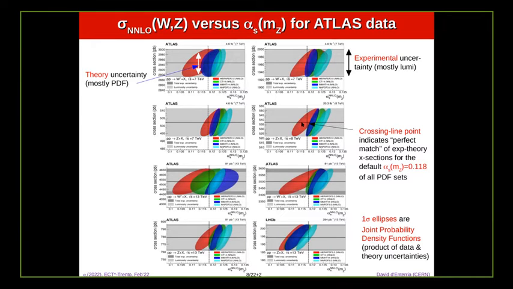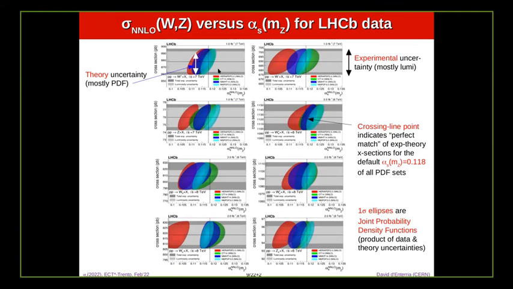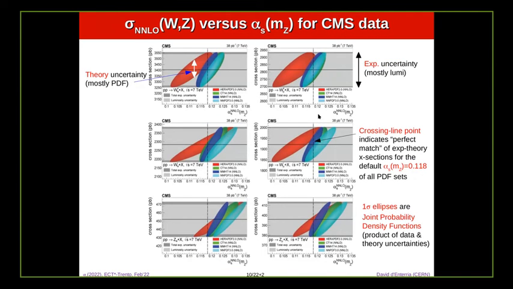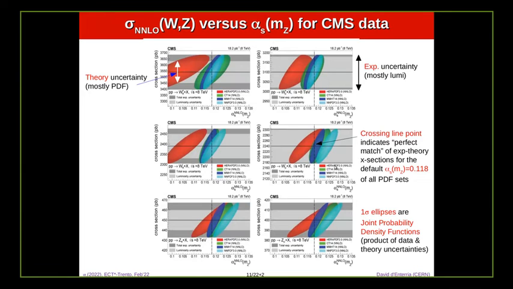And then this is the cross-section experimental value. So the point where both lines cross would indicate a perfect match of the theory for alpha S 0.118 to the experimental value. You see that sometimes the theory prediction goes to the left or to the right of this. And the 1 sigma ellipses are joint probability density functions derived from the product of data and theory uncertainties. So this is for ATLAS data, this is for LHCb data, this is for CMS data.